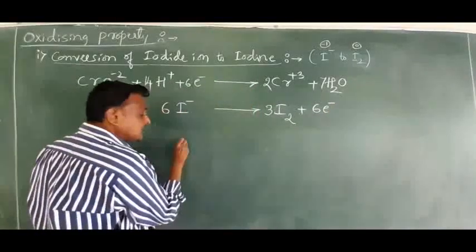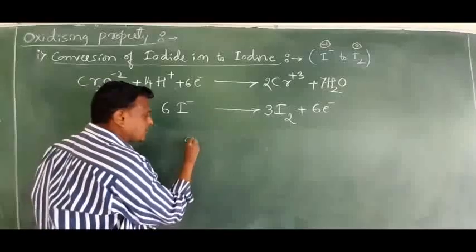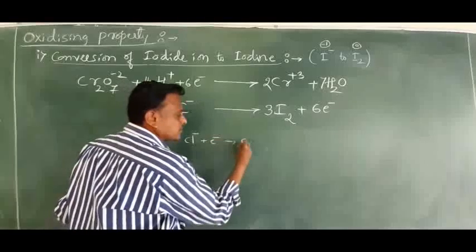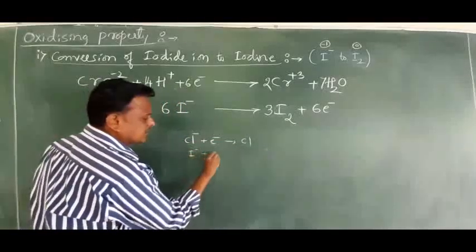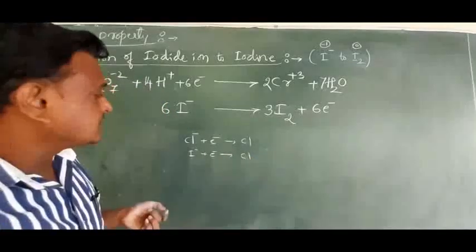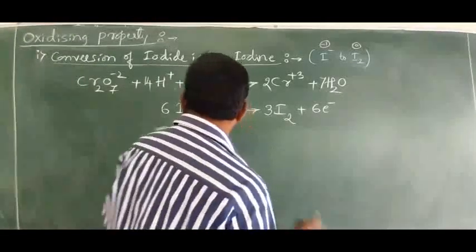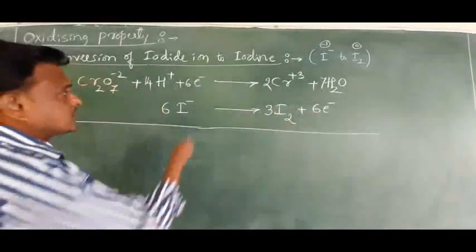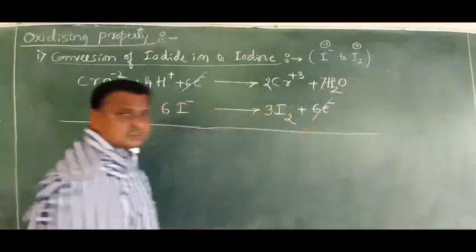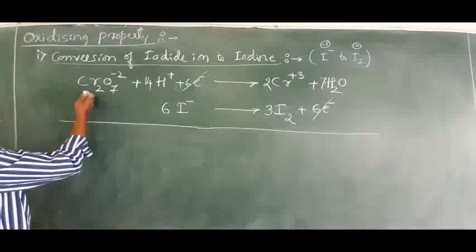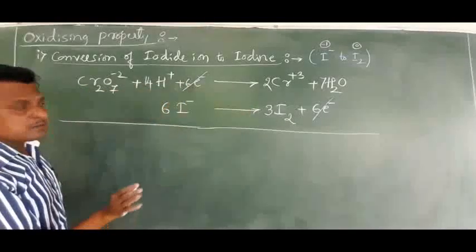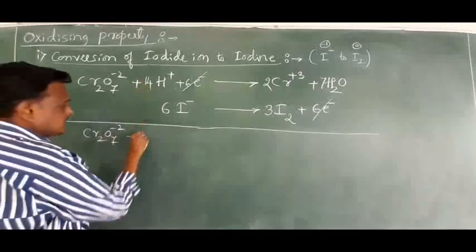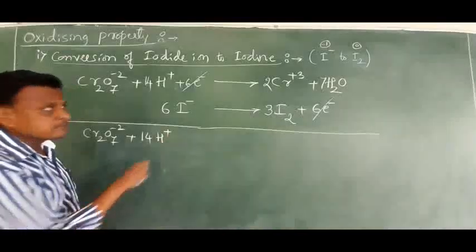As with ionization energy and electron affinity, I think all of you know Cl minus is ready to give up an electron to become Cl. Similarly, I minus is ready to give up an electron. This is a concept regarding oxidation property. Now you net balance this reaction, friends. The electrons are cancelled on the left and right side, and the 6 electrons are completely balanced. Now automatically Cr2O7 2-, this is 14 H plus ions. And what remains?